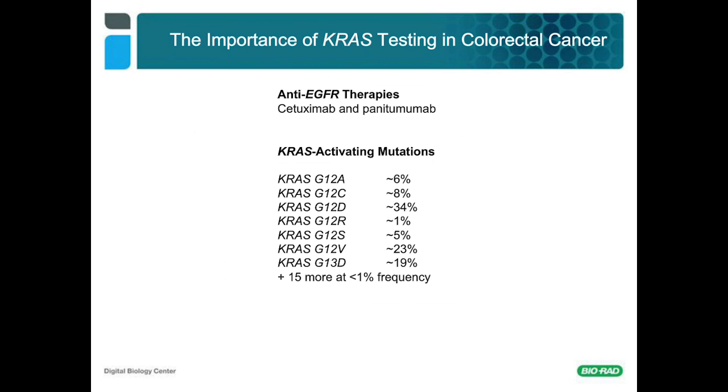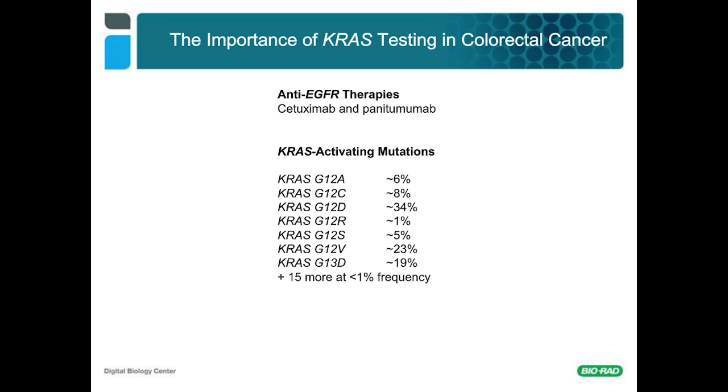EGFR signaling is a significant driver of metastatic colorectal cancer, and blocking EGFR signaling is one of the major treatment options. However, downstream activating mutations in KRAS block the benefits of anti-EGFR therapy in about 40% of colorectal cancer cases, and are therefore counterindicated for anti-EGFR therapy.